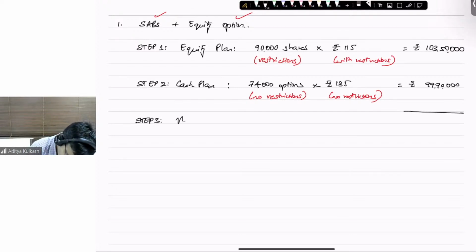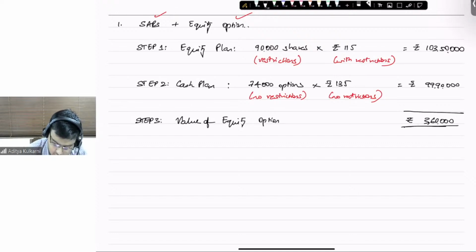So therefore, step 3: the difference between the two is the value of the equity option, that is 3,60,000. So how does the standard interpret this? The standard interprets the option given to the employees as a pure SAR of 99,90,000 with an equity option worth 3,60,000. Sir, how can I account for it? Can I account for it as an equity plan? Answer is no, you cannot. Why you cannot? Let me tell you.